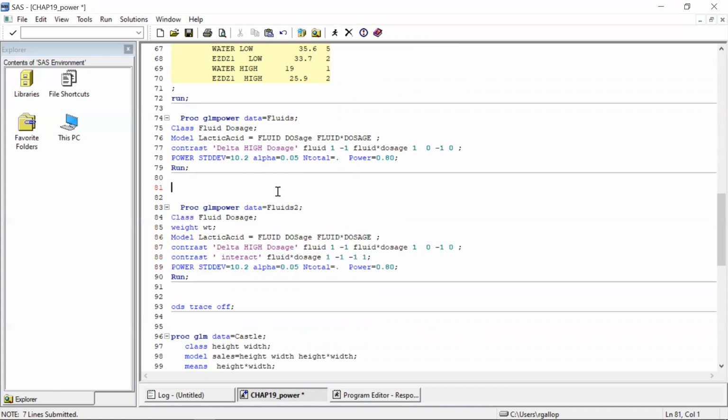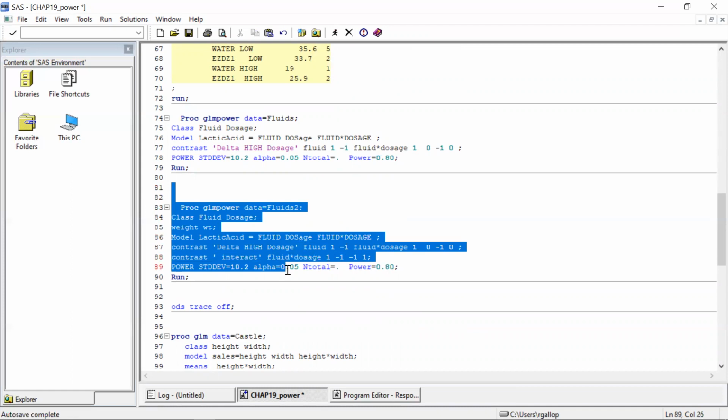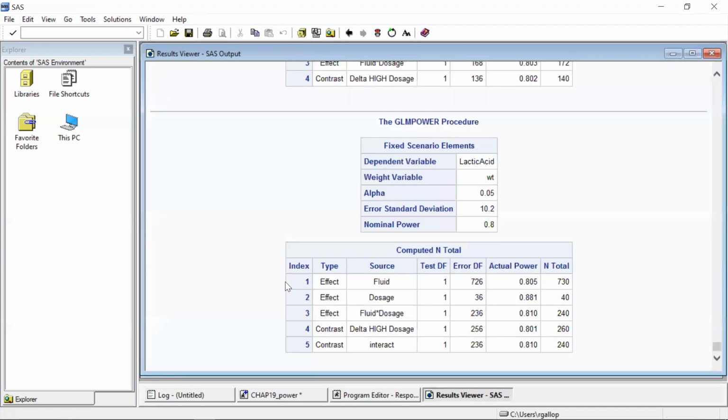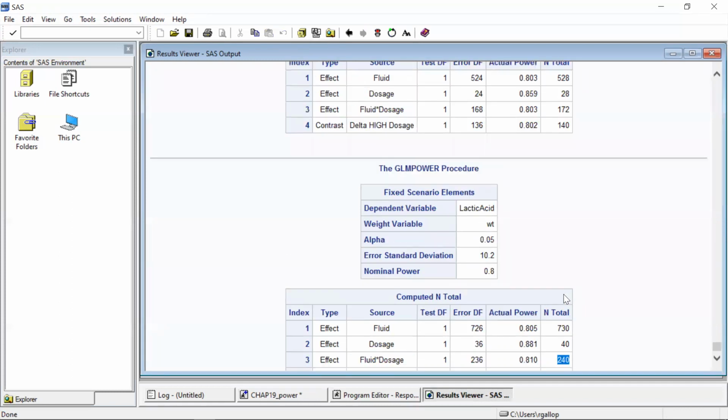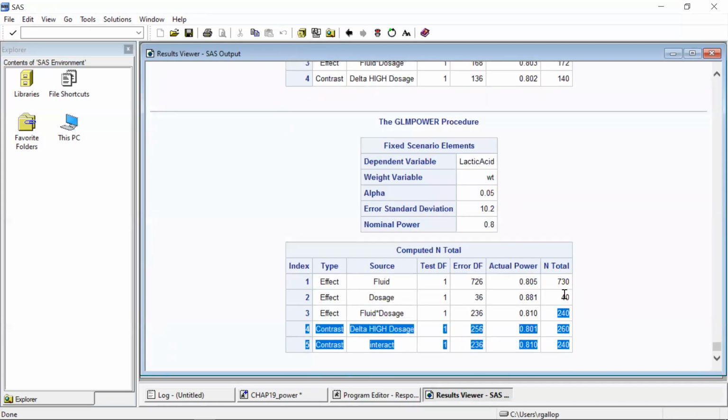When I run this with fluids too, you can see real quick here, SAS is saying, okay, for the interaction I need 240. For the contrast, 260. So if you remember in this case, our weights were 5, 2, 2, and 1.